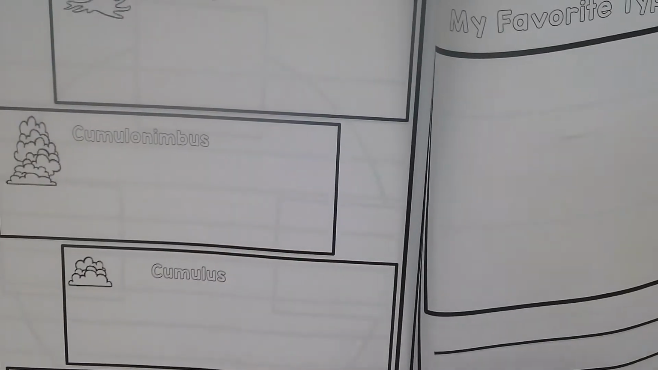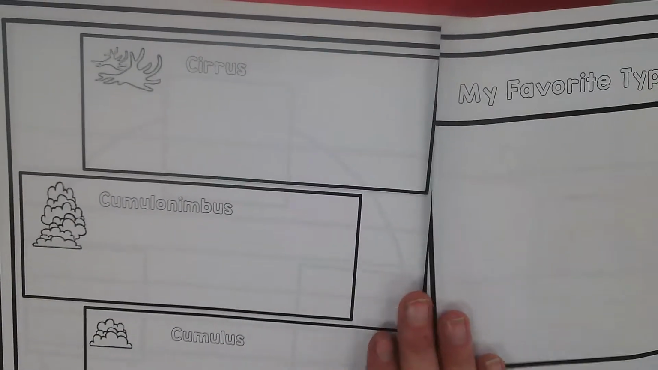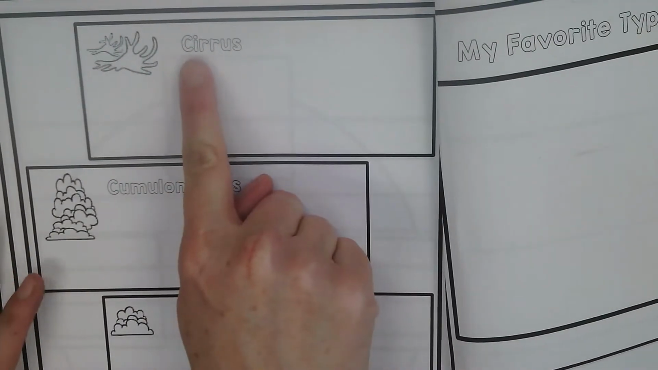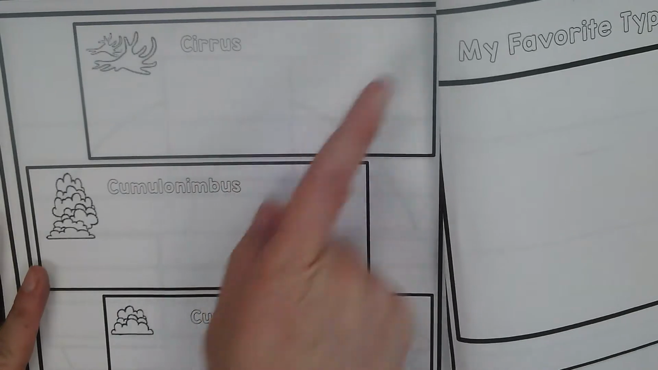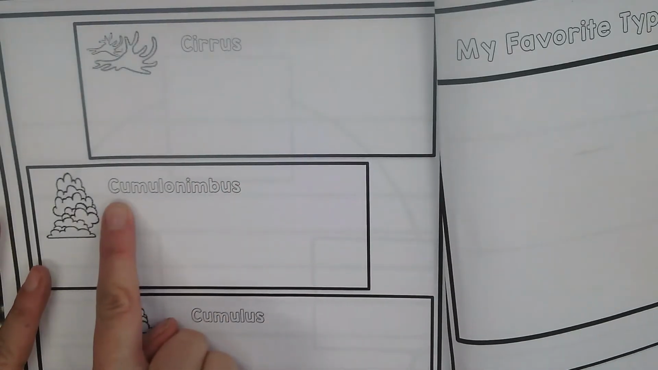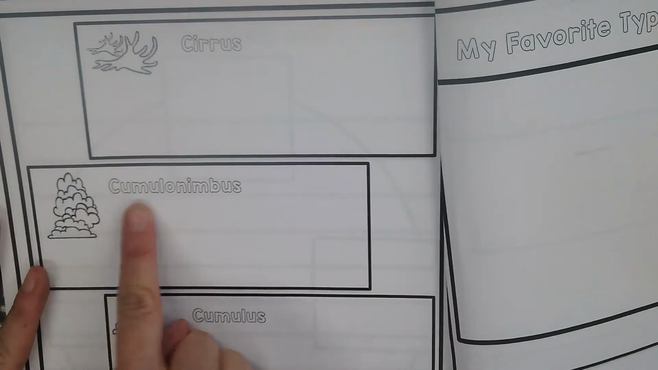These are the 4 types of clouds that we're going to be really studying today. The first one is called cirrus clouds. The next kind of cloud is called cumulonimbus clouds. The next one is called cumulus, and the last one is called stratus.